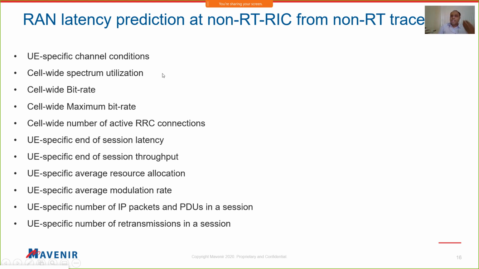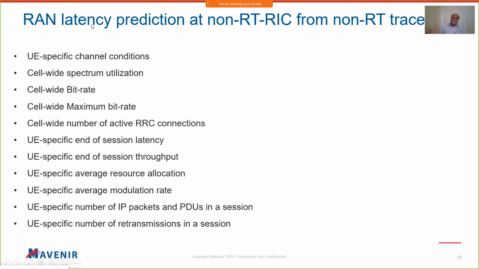These include cell-wide information, cell-specific information such as the spectrum utilization of the cell, the number of active connections within the cell, the bitrate served by the cell, and it can also include user-specific trace information. For example, what is the end-of-session latency for the user? What is the session throughput for the user? What is the average modulation rate chosen for the user? What is the average resource allocation schedule for the user? Number of IP packets, retransmissions, and also users' channel conditions.